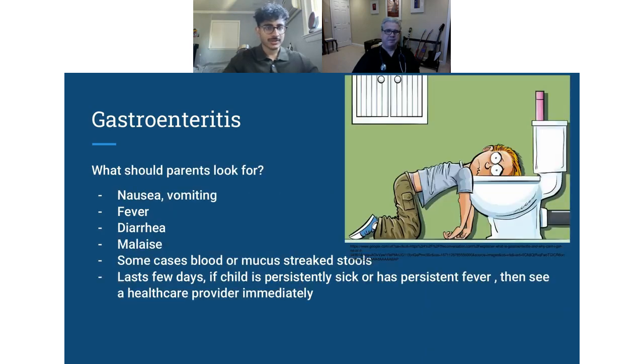And to get into what patients should look for here, your kid might not be with his face in the toilet, but he is going to be pretty sick. He might have nausea and vomiting, fever, diarrhea, malaise, which is a general feeling of being ill or sick. In some cases they might have blood or mucus streaked stools, and it lasts a few days. But if your child is persistently sick or has a long-lasting fever, then you should see a healthcare provider immediately because there could be underlying issues that are worsening their condition.